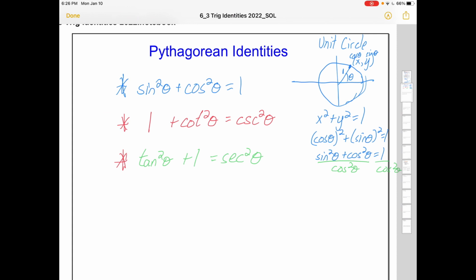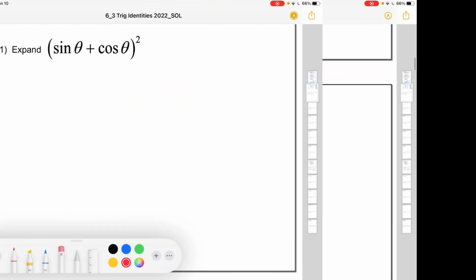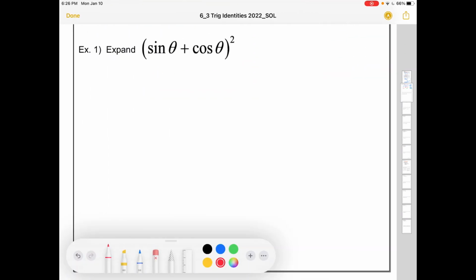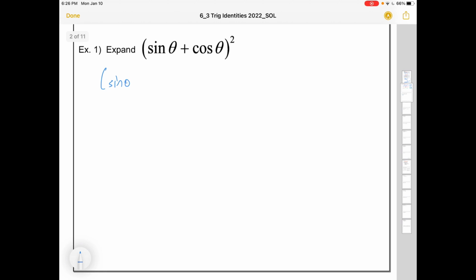So at this point we have some stuff to play with. Let's see if we can expand and maybe simplify and maybe even prove some trig identities. The first one just says expand this. So let's see what we've got. We've got sine theta plus cos theta, and it's squared, so that means it's times by itself.